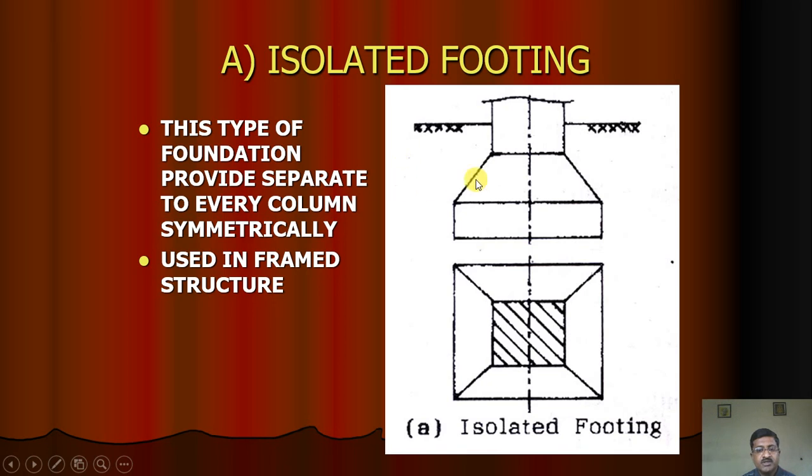In isolated footing, you can see an RCC column which is transmitting the load below onto a foundation. This trapezoid shape is given to economize, and here the reinforcement is placed vertically in the column and also in the bed. This type of foundation provides a separate footing to every column symmetrically. It is used for framed structures.